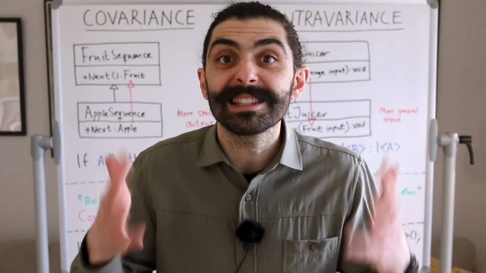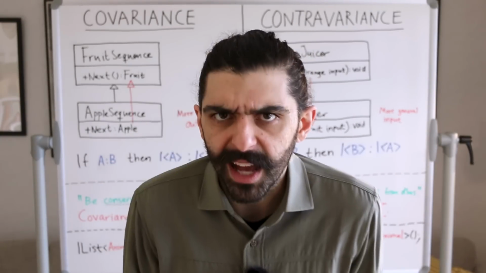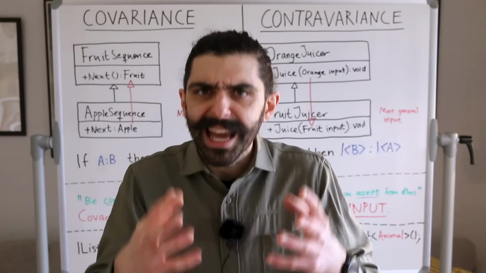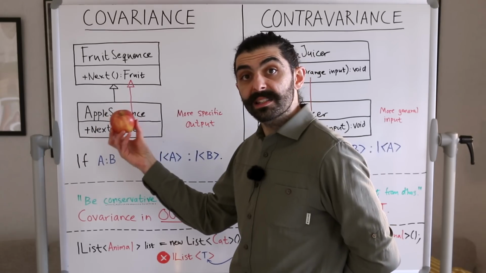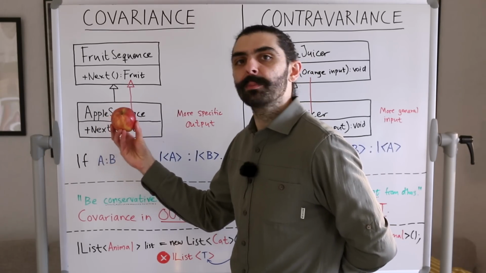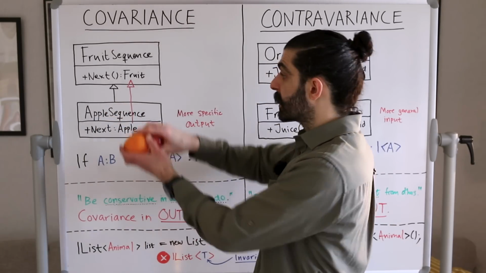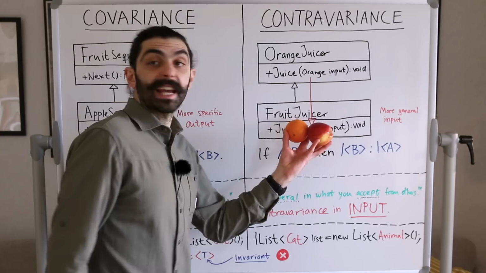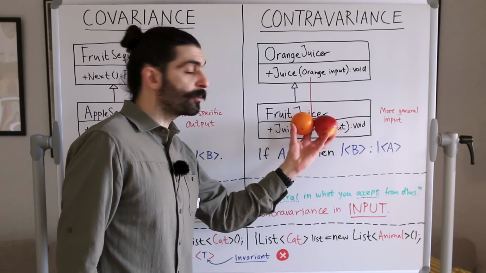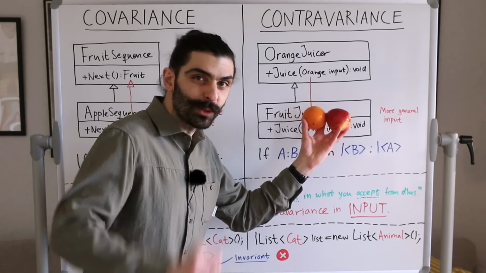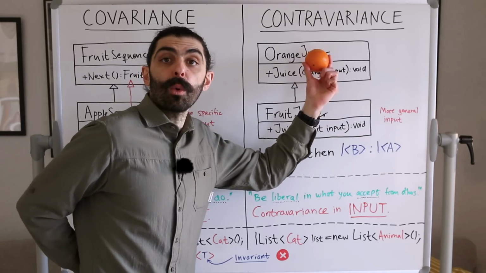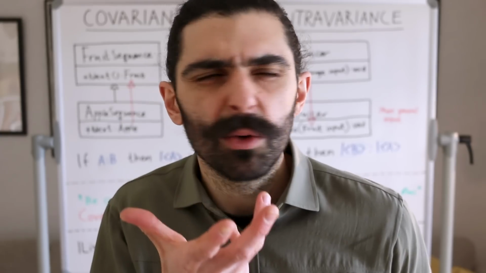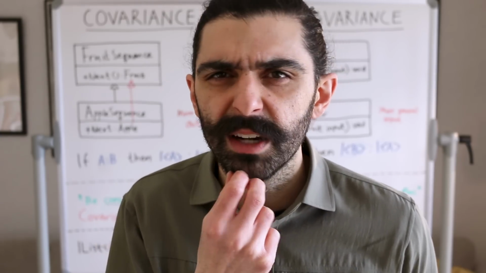And remember, when we say is a subtype of, you can think of that as can be used instead of, is substitutable for, can substitute. A sequence that produces apples can be used wherever a sequence that produces fruits is expected. Covariance. In contrast to how a general fruit juicer can be used wherever an orange juicer is expected. Contravariance.